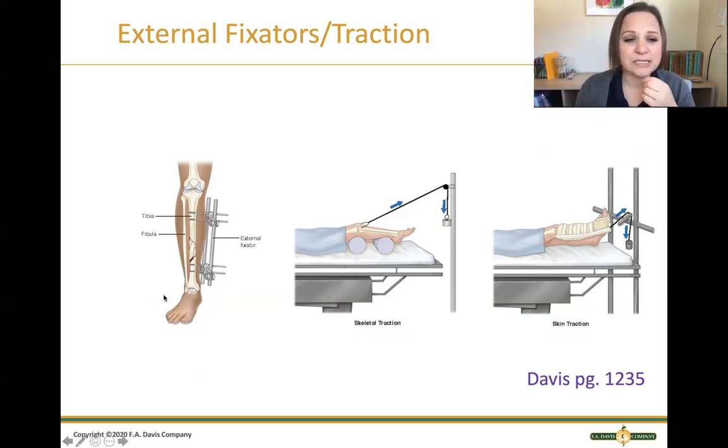Here's an example on the tibia and the fibula of an external fixator. And this one not only has pins, but has some kind of outside mechanism to really hold those pins perfectly in place. So this is an example of external fixators and traction.